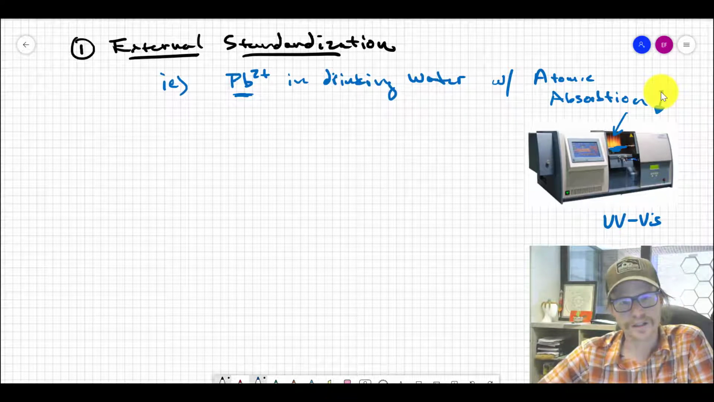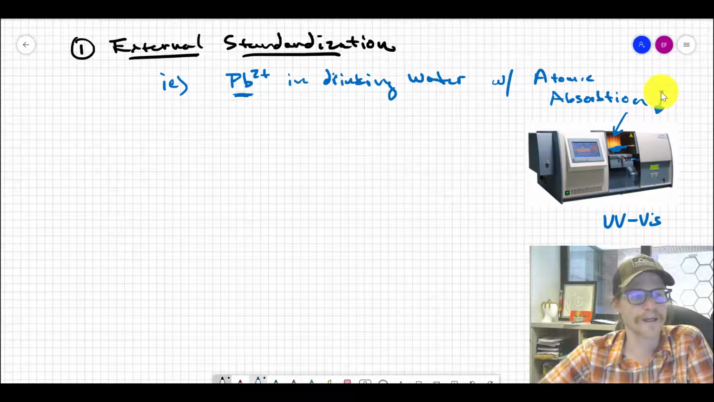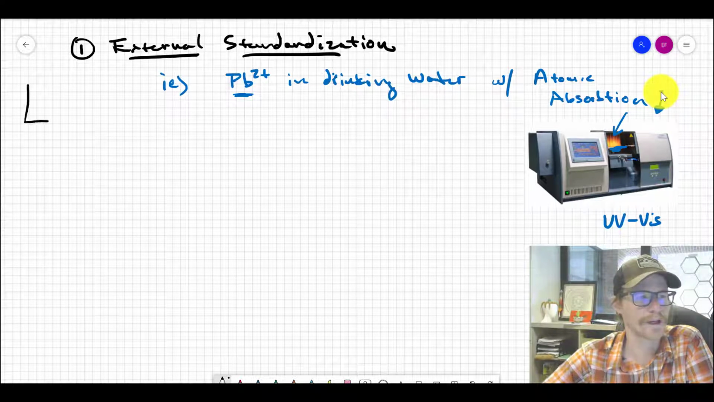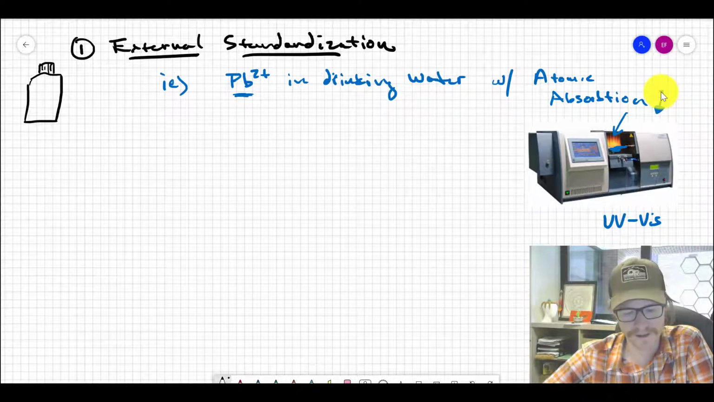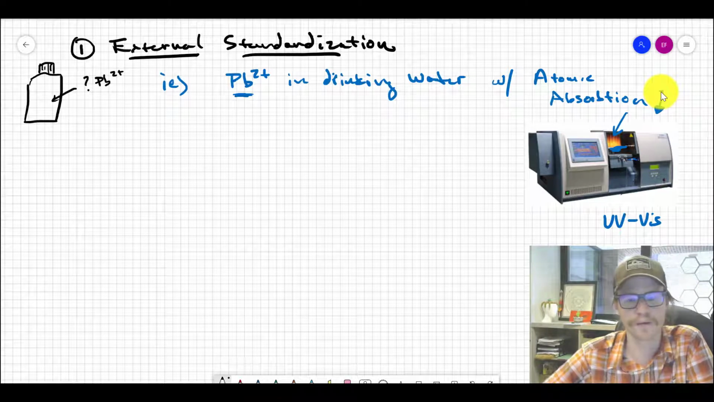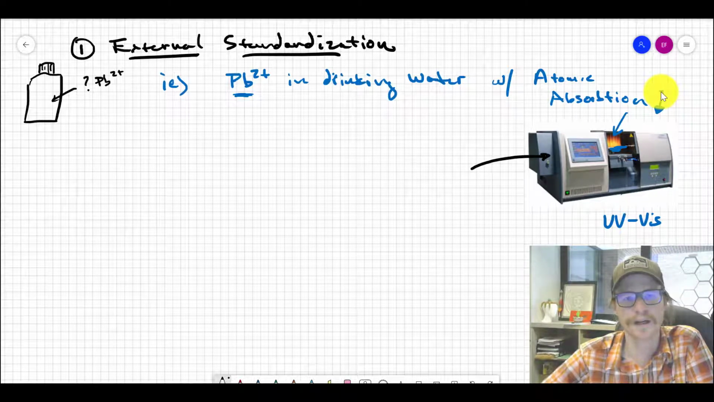But in external standardization, let's say somebody in Flint gives you a bottle, and this bottle has some unknown amount of lead in it. How do I standardize this thing? How do I calibrate my tool? Because as my input I'm going to put in my sample. It's got some amount of lead 2+ in it. And as an output, my response, it's going to tell me the absorbance of that sample. That's my response.